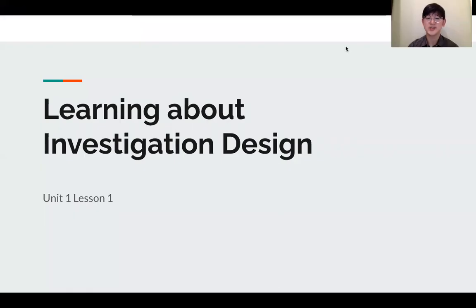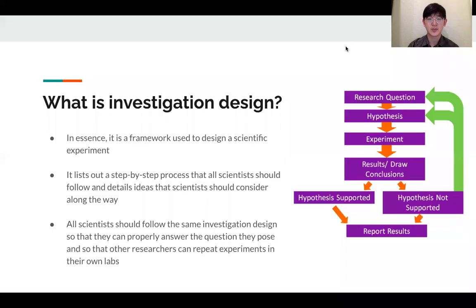Hi everyone, my name is Jason, and today we're going to learn about investigation design, one of the most important things in any scientific experiment. So to start off, what is investigation design? In essence, it is a framework used to design a specific scientific experiment.